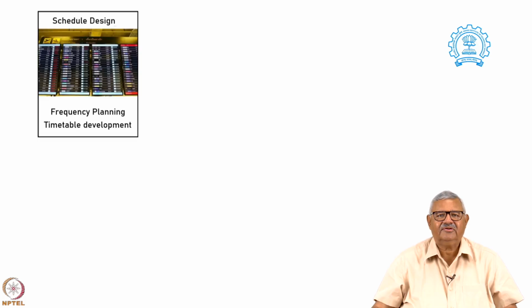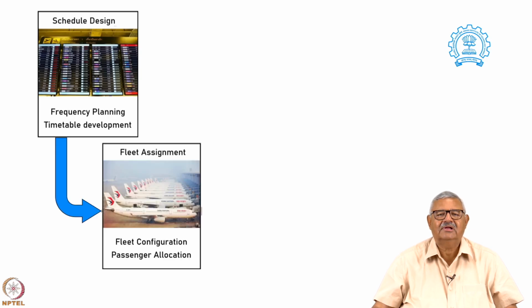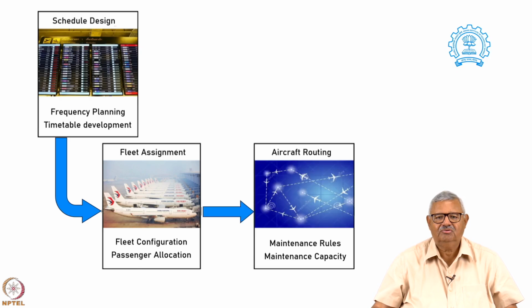Pictorially speaking, the first activity is the design of the schedule, in which you plan what frequency you will operate and what timetable you will follow. That directly leads to the next task, which is the fleet assignment, in which we choose which aircraft types among the ones available will be assigned. After that, we do the routing.